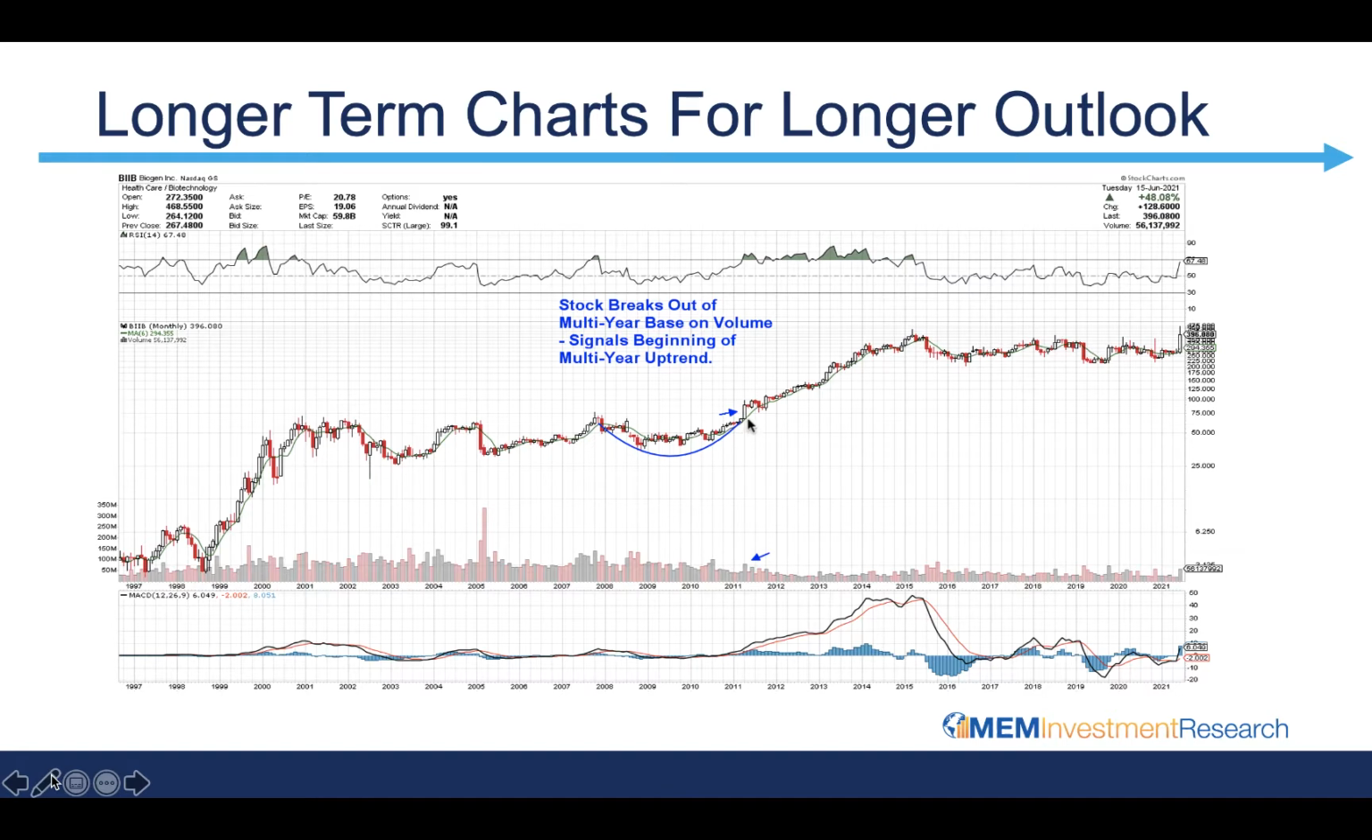The longer your base, the longer the move out of that base. And we can see that Biogen did in fact go on for a multi-year uptrend coming out of this monthly base breakout on heavy volume.